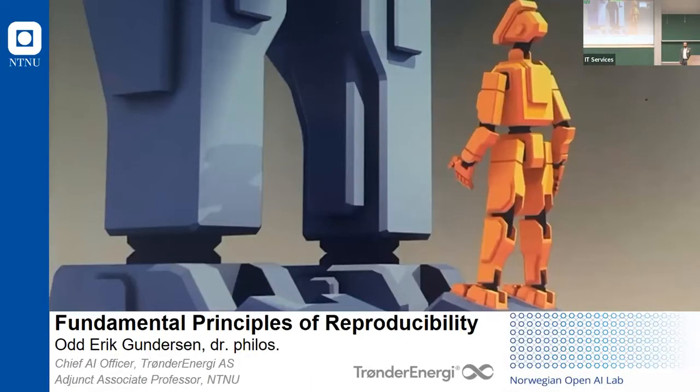I was just checking that the microphone is working for you, so I might as well plug a theme issue that appeared about a year ago, which is entitled Reliability and Reproducibility in Computational Science, Implementing Verification, Validation and Uncertainty Quantification in Silico.